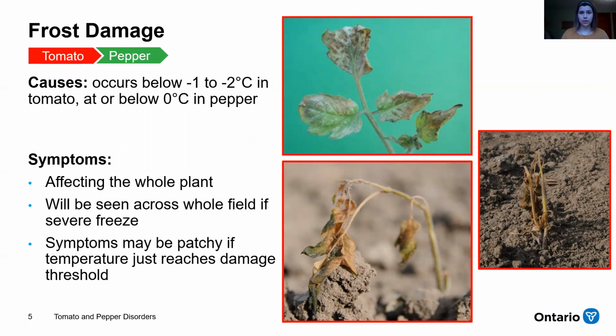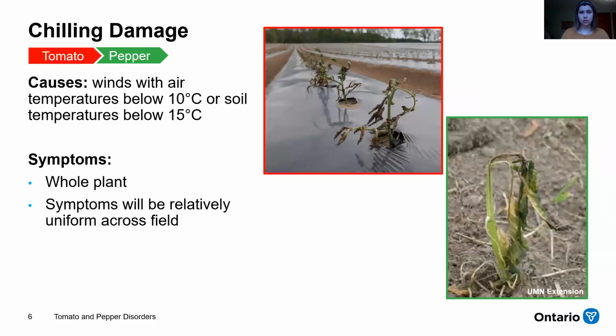With both tomato and peppers, frozen leaves and fruit surfaces initially have a water-soaked appearance. So we can see in the top photo, we have a tomato plant that's just undergone some frost damage. And then later, those plants will likely turn brown, sometimes even black, as seen in the bottom two photos of tomato transplants. Chilling damage is very similar, although it happens with air temperatures that are below 10 degrees Celsius or soil temperatures below 15 degrees Celsius. Once again, it can infect and destroy whole plants, and most often you'll see the damage across an entire field.